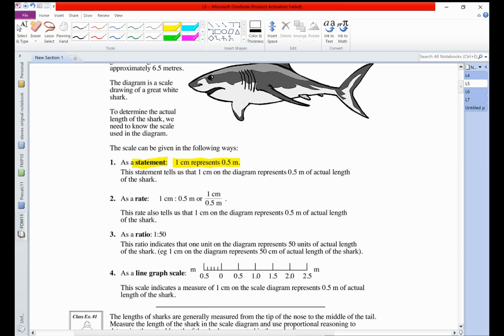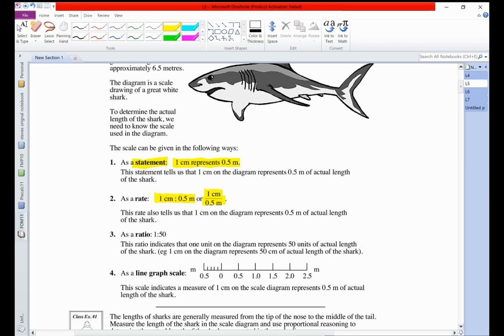We can do it as a ratio or a rate. A rate is basically a ratio, but we have two different units still, 1 centimeter and 1 meter, or we can do it as a fraction. 1 centimeter over, representative of, 0.5 meters.